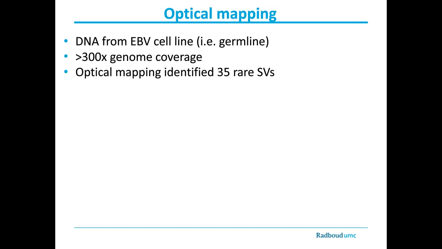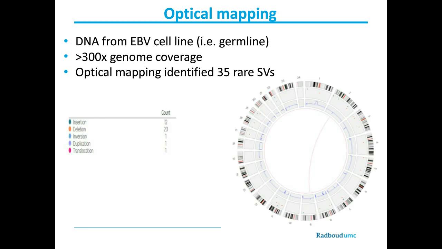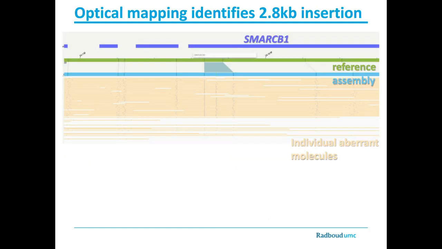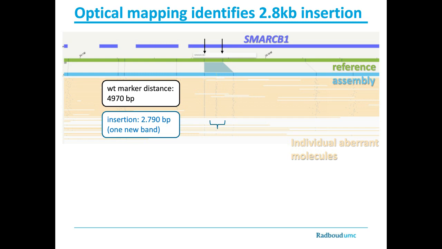We then performed optical mapping of an EBV cell line for this case, received more than 300x genome coverage, and did the same filtering for rare structural variants genome-wide, which in this case delivered 35 rare structural variants genome-wide. If you then zoom into the SMARCB1 locus, what we directly spotted there is an insertion of 2.8 kilobases. Here with the two arrows, I'll highlight the wild-type marker distance in the reference, which should be close to 5 kb. And if you look at the assembly and the individual molecules of this sample, then we see that there's 2.8 kb inserted, including one extra label.